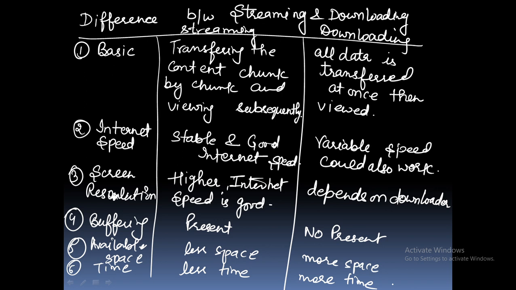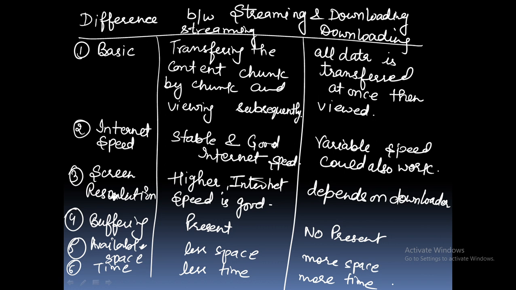Now I will repeat again what are the differences between streaming and downloading. The first difference is according to basic. In streaming, it transfers the content chunk by chunk, part by part, and is viewed subsequently. On the other side, all data is transferred at one time. Then it will be viewed.